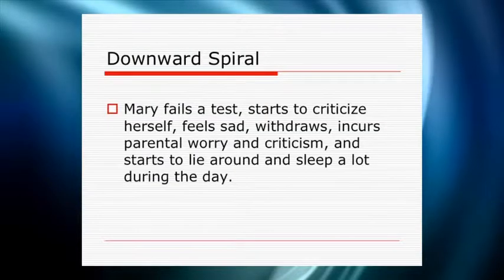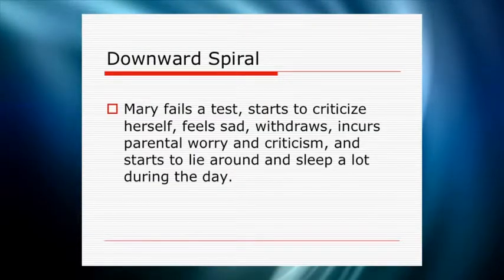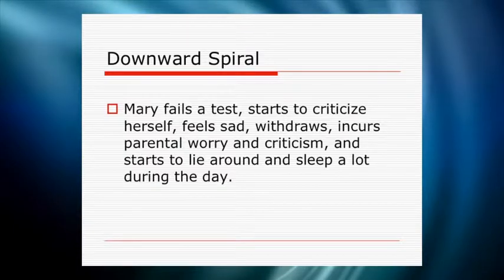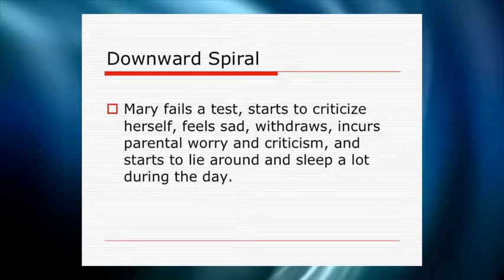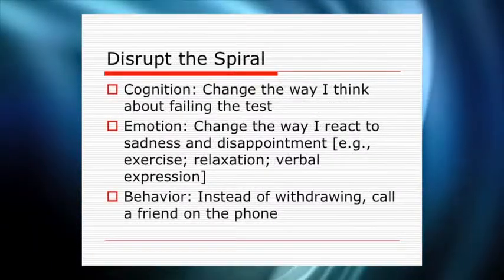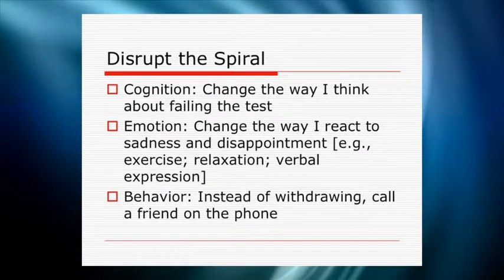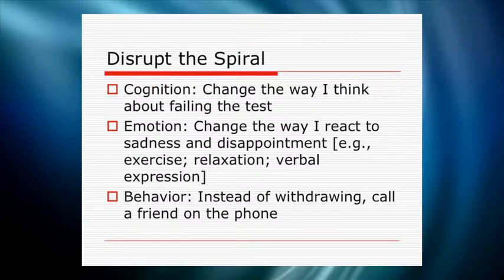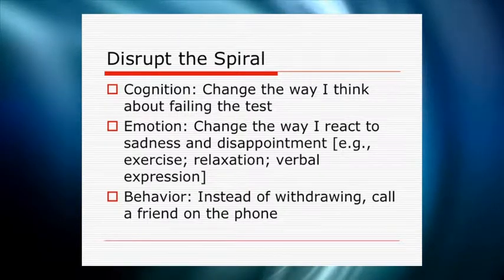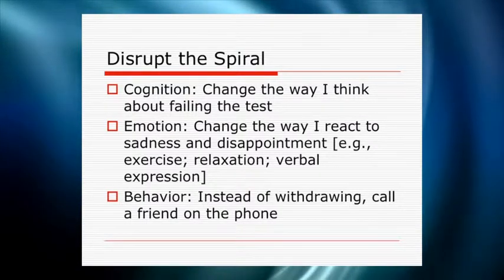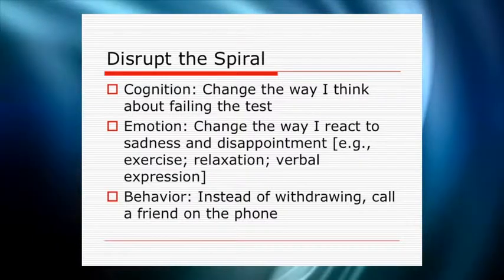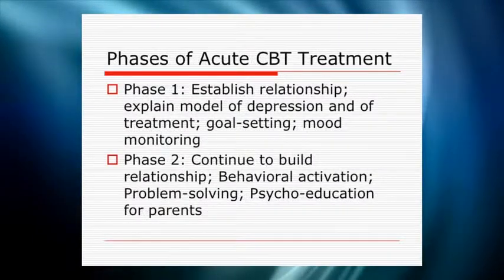Okay. Now let's see. So we talked about the spiral. Now this is just an application of what we've been talking about. In the case of Mary, this is her downward spiral. We talked about that. So we're going to try to disrupt this spiral by changing cognition and behavior and how she reacts to emotion.